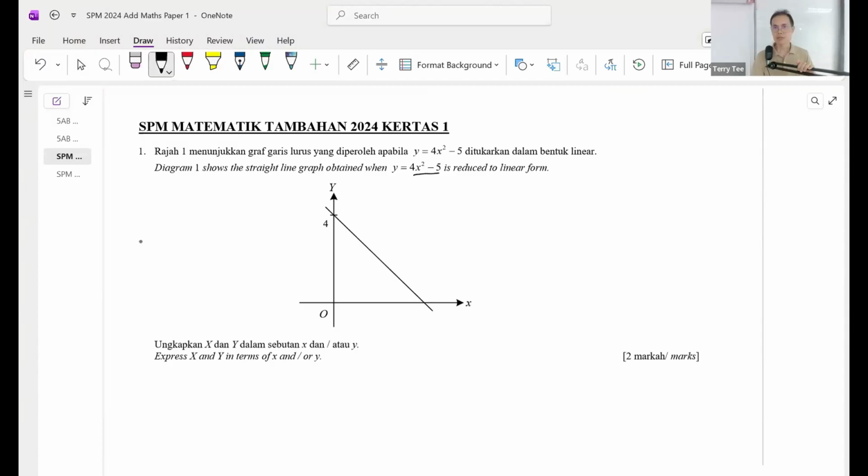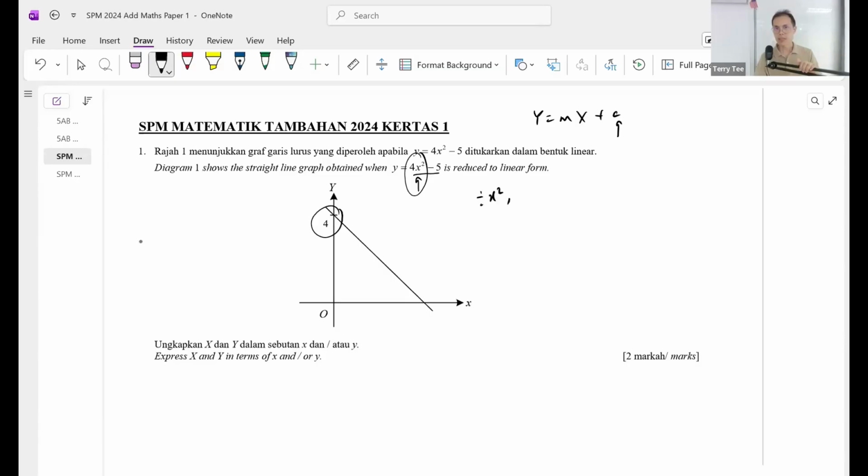dividing everything by x squared. Now, I know you may be thinking, how come? Why do I know to divide by x squared? You can see the y-intercept is 4. From this equation, you can see the coefficient of x squared is 4. In order for us to convert to linear form, to get y equals mx plus c, your c must be a number, no x, no y, right? To get rid of that, we have to divide by x squared. So let me just do it here.